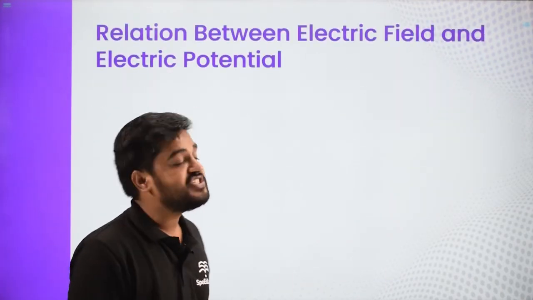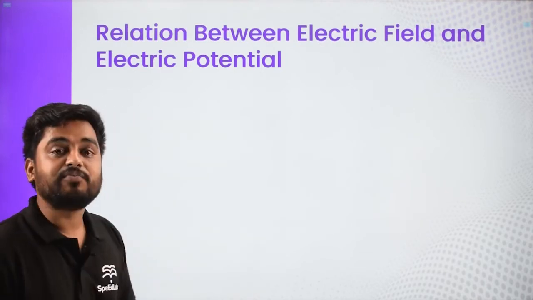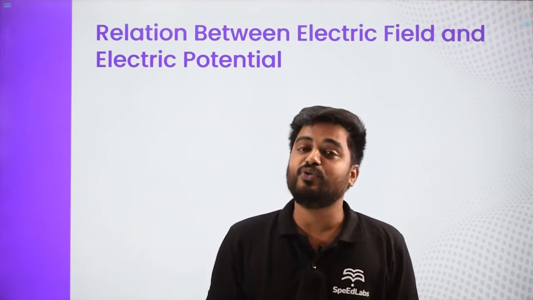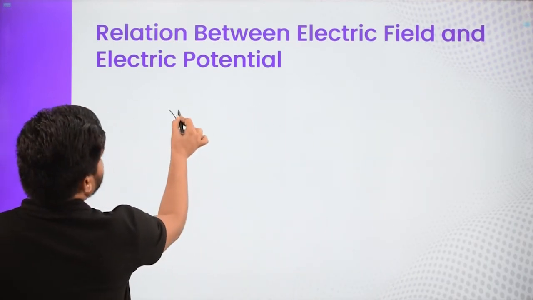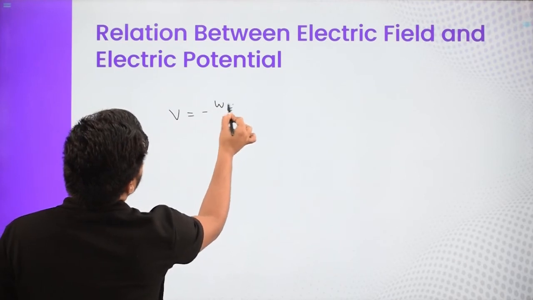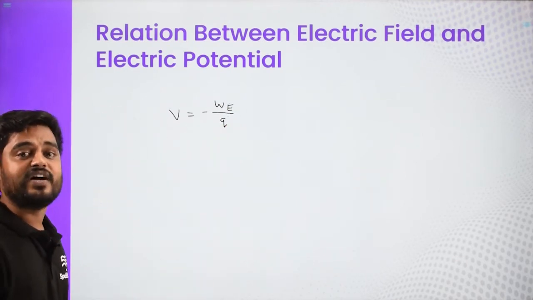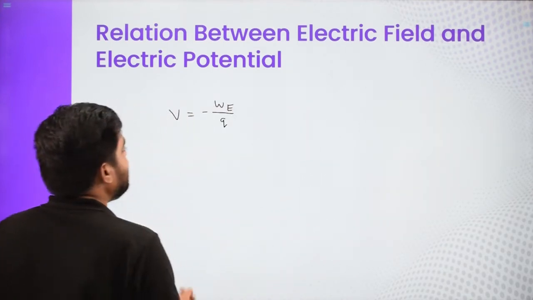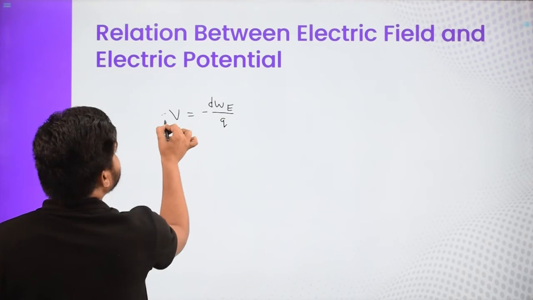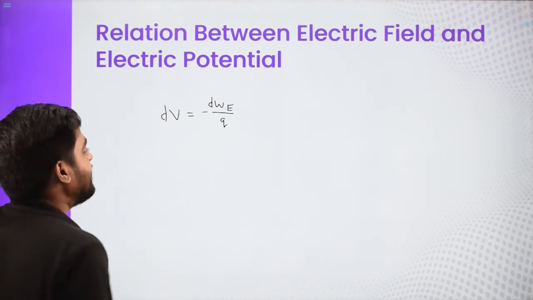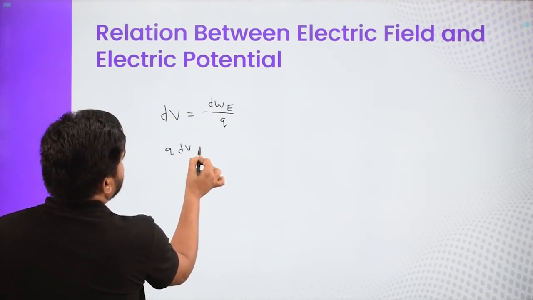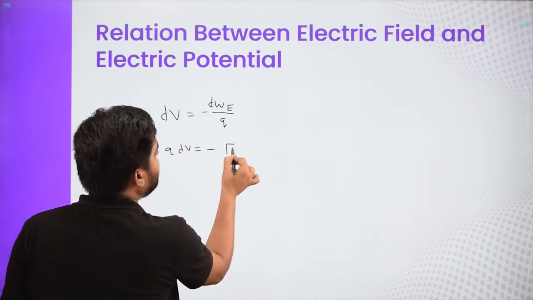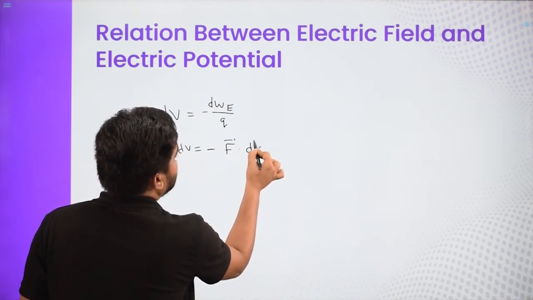Next is the relationship between electric field and the electric potential. If we go by the original definition, potential is nothing but the negative of work done by electric field per unit charge. Now what is the work done? Work done is basically force into displacement. So let the small work done be dW and the small potential difference be dV. Now I get Q dV is equal to negative of dW. And what is the small work done? Work done is nothing but F dot dr.